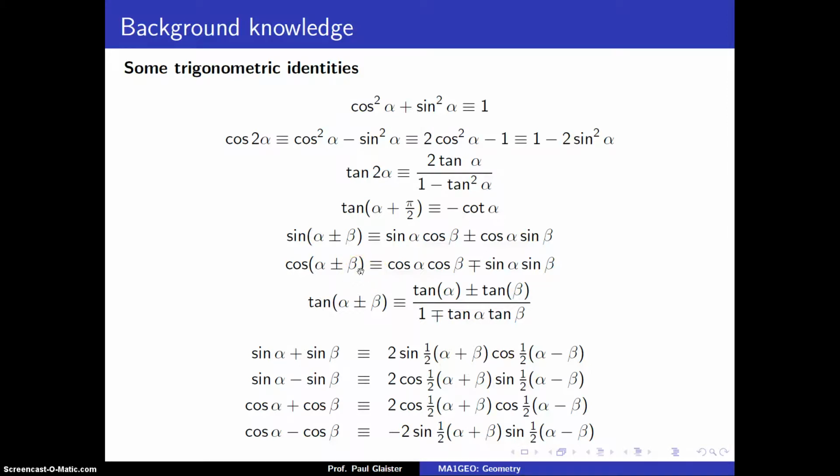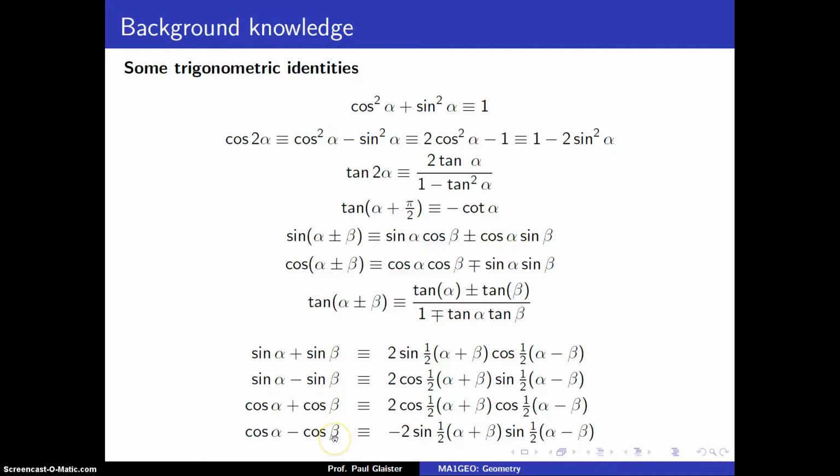I don't expect you to remember them, but I do expect you to know that such formulae exist and know where to look for them. In the same way there's a formula for tan of alpha plus or minus beta. I've squeezed another one in here, which is tan of alpha plus pi over 2 is minus cot alpha. Cot is just cos of alpha divided by sine alpha. We only use that once.